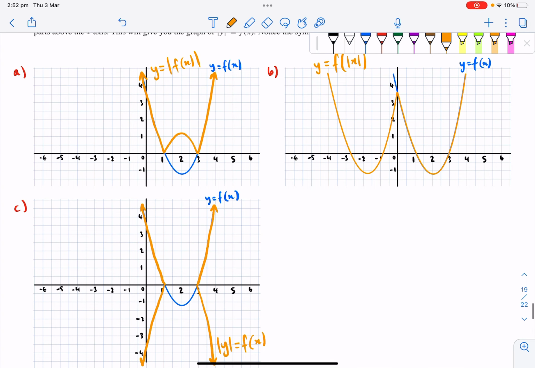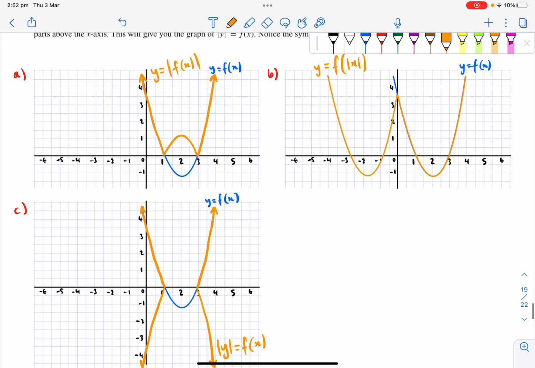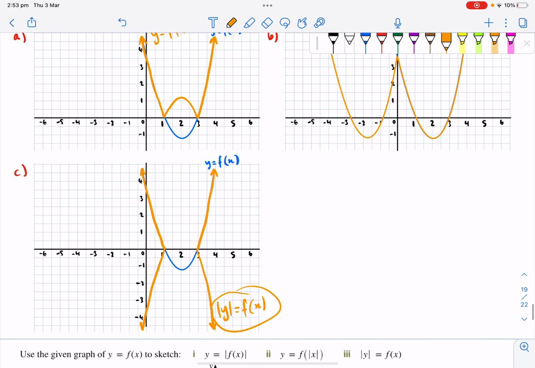We've got the three transformations from the same graph. The absolute value of f(x), you just reflect whatever's in the negative portion to the positive portion. Y equals f of absolute value of x, that means we just ignore any negative sections of the graph, so all of the negative parts are ignored, and we just reflect the right side of the graph to the left. And then finally, the absolute value of y equals f(x), we just reflect what's above the x-axis to below the x-axis, as demonstrated in part C.